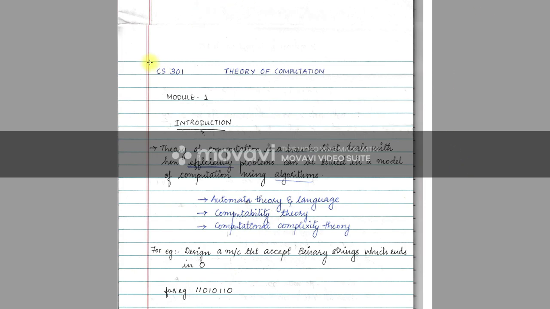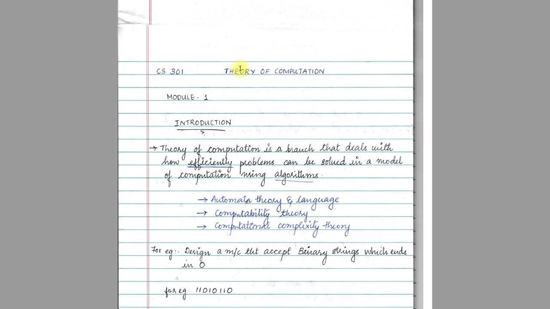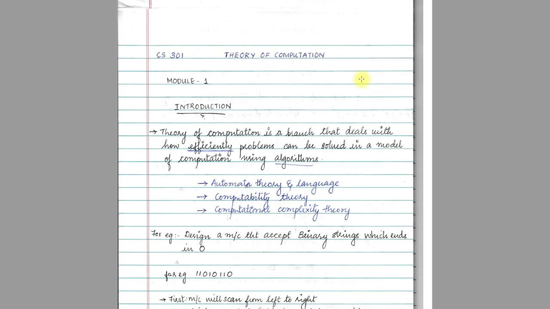So, KTU B.Tech Computer Science and Engineering, semester S5 and S6, paper number CS301, paper name Theory of Computation. So, what do you mean by theory of computation? Theory of computation mainly deals with formal language and automata.